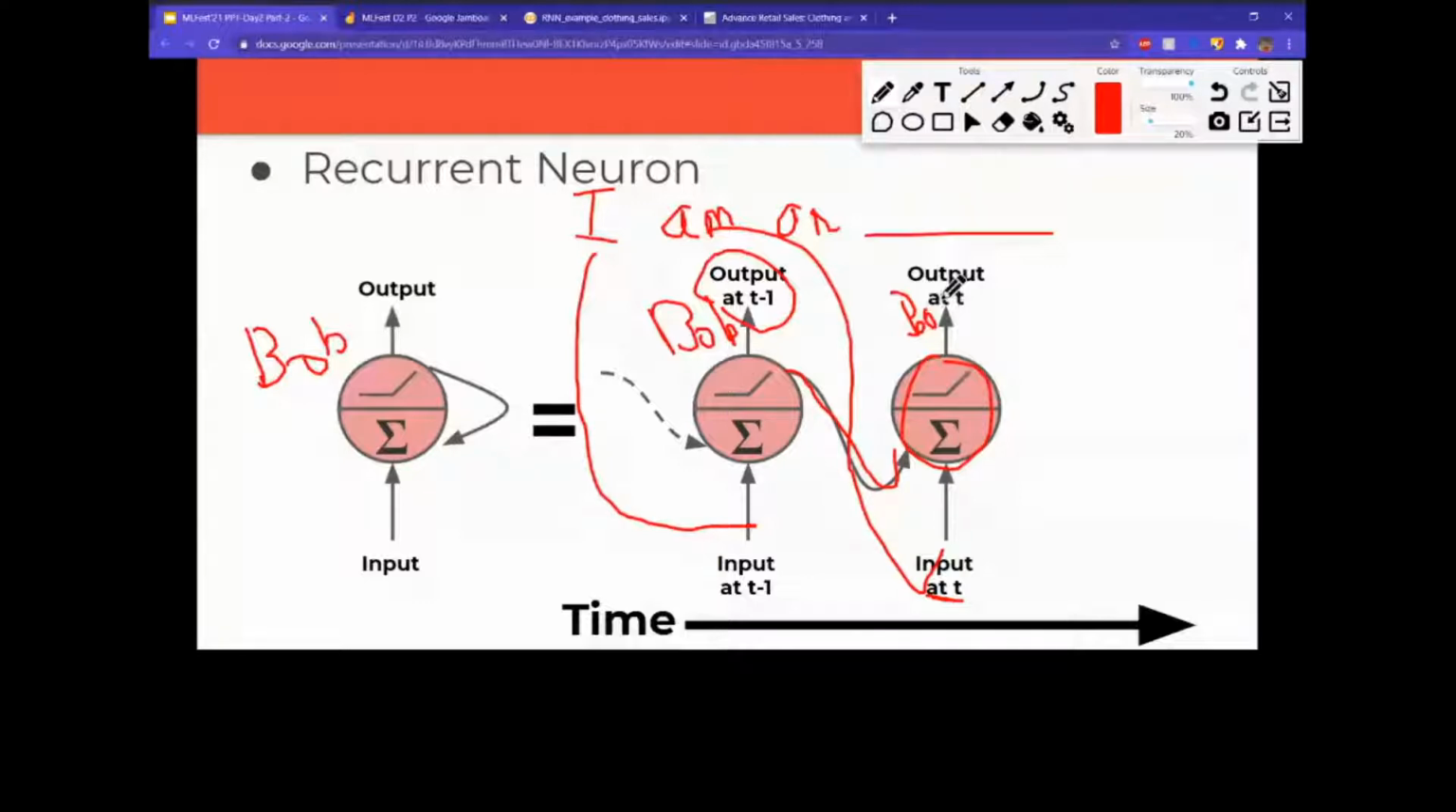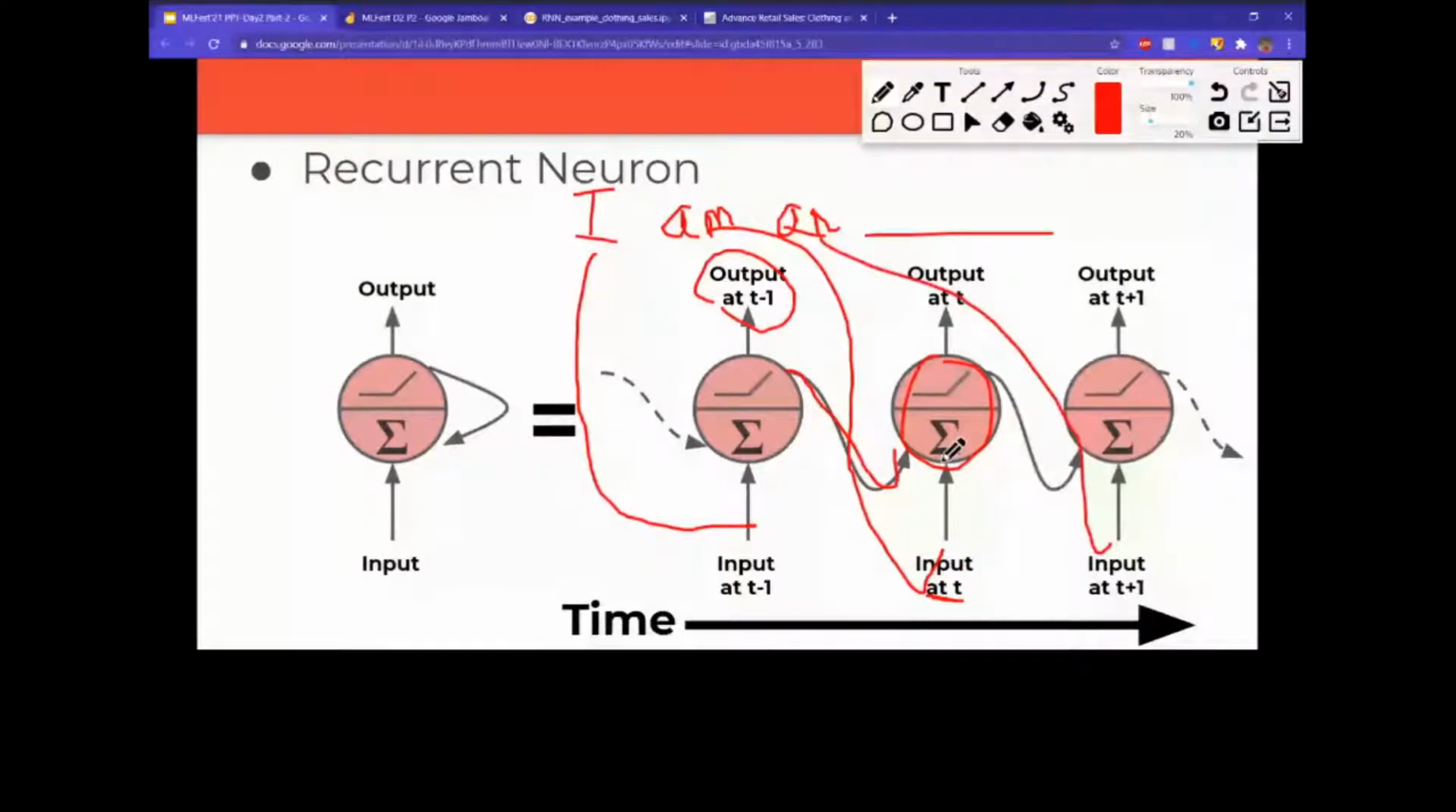Now coming to the third word, which is an. If we go to the next time step, we want to put in the word an. We put in that word, and along with it we get the output of this time step t. That output contains the information about the input at t, which was am, as well as the input at t minus 1, which was I. So as this one had the input of both of these, this one would also have the same information as a form of output from the previous one.